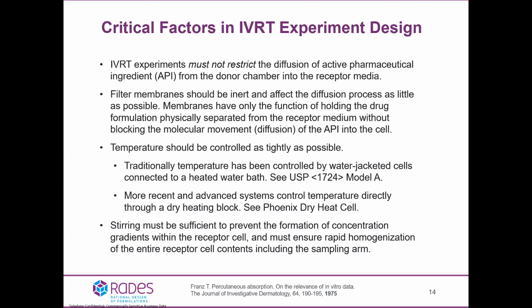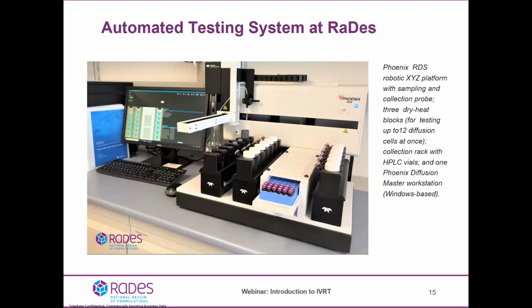Stirring must be sufficient to prevent the formation of concentration gradients within the receptor cell and must ensure a rapid homogenization of the entire receptor cell contents. This is a photo of the system we use in our lab. It's the Phoenix RDS station that was already presented in all the features, like, for example, the dry heating plugs and the robotic platform.